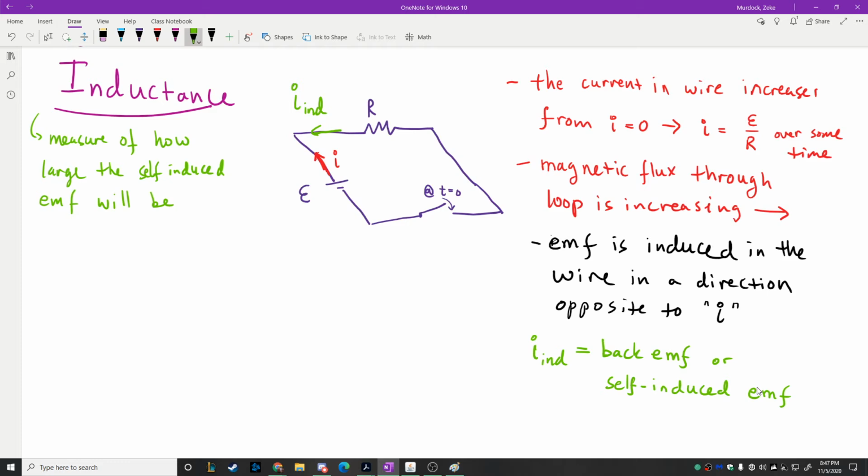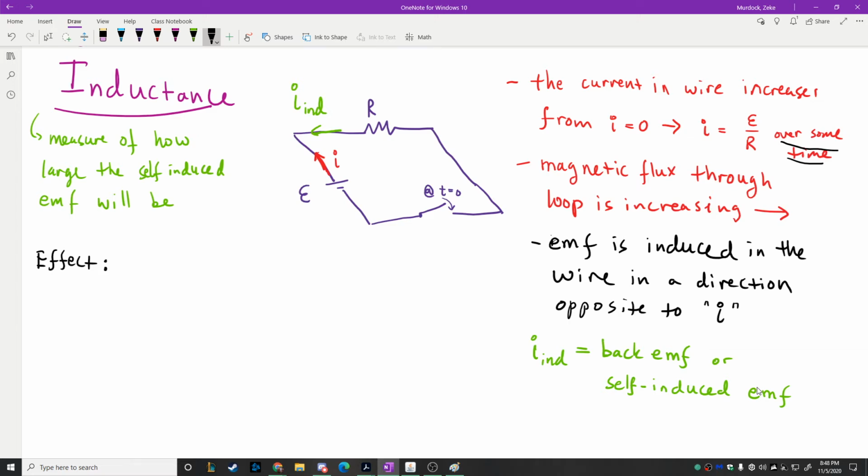And the truth of the matter is, the big picture effect of all of this is that in any type of circuit that has a closed loop, it's impossible to have the current instantly jump from 0 up to some maximum value. This always has to happen over some time. And the time that it takes is going to depend on the inductance of the circuit. And I'll put it in an even simpler way. The time that it takes is going to depend on how many coils you have in your circuit.